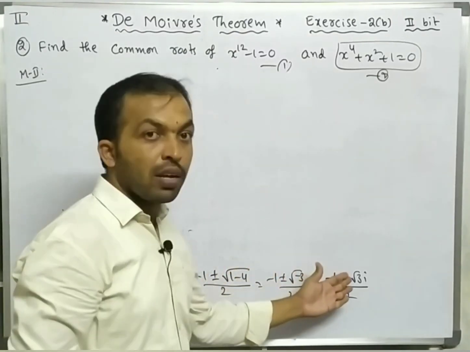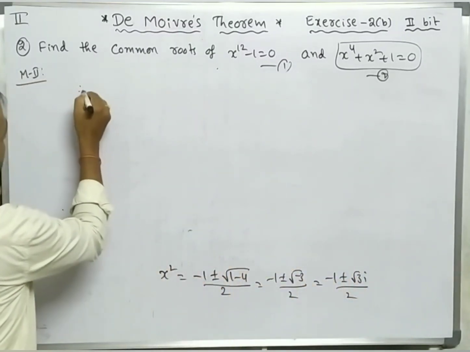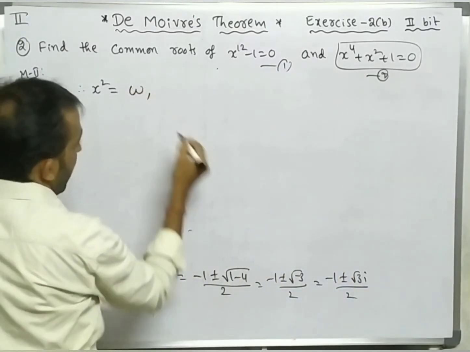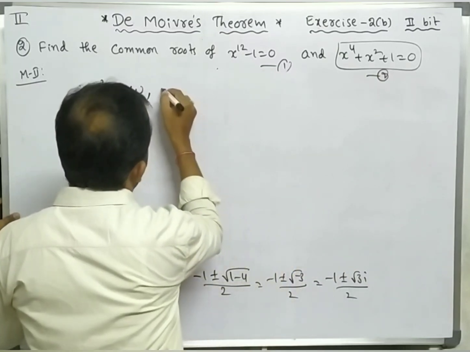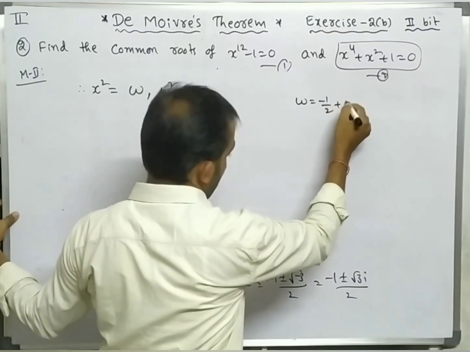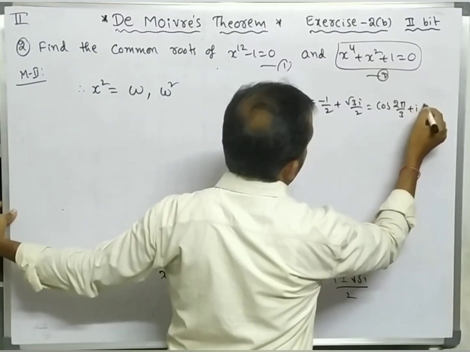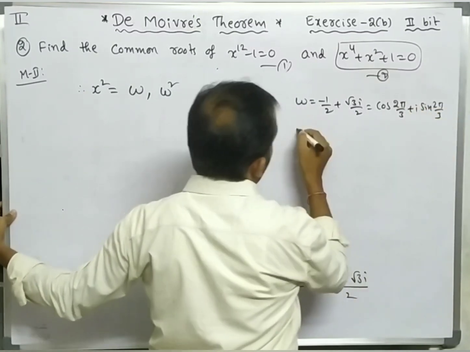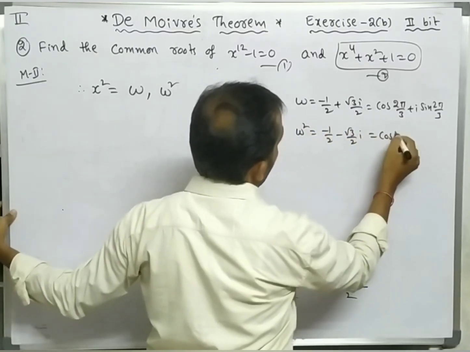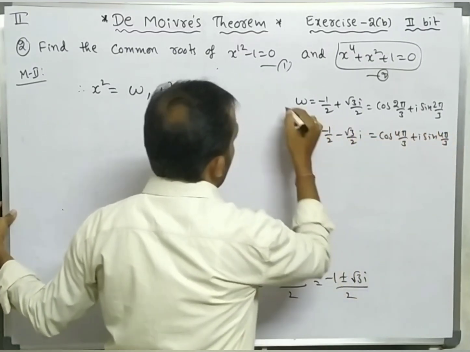Now what are these? These are the values of omega and omega square, right? Already we have learned. So therefore x square is equal to 1 is minus 1 plus root 3i by 2, that is omega, and minus 1 minus root 3i by 2, that is omega square. Omega is equal to minus 1 by 2 plus root 3i by 2, that is cos 2 pi by 3 plus i sin 2 pi by 3. Next, omega square is minus 1 by 2 minus root 3 by 2 i, that is cos 4 pi by 3 plus i sin 4 pi by 3, which we have learned already.